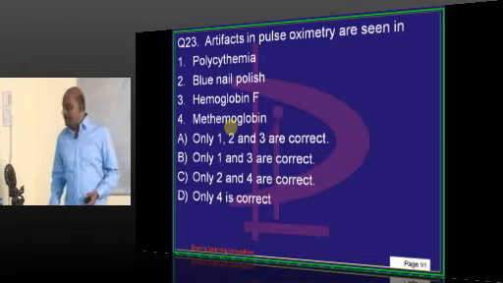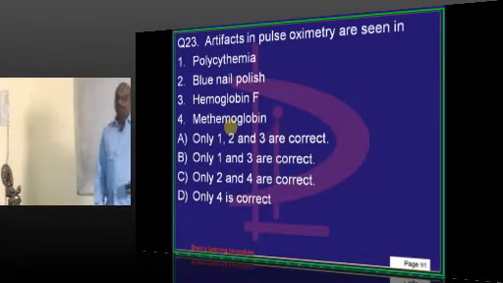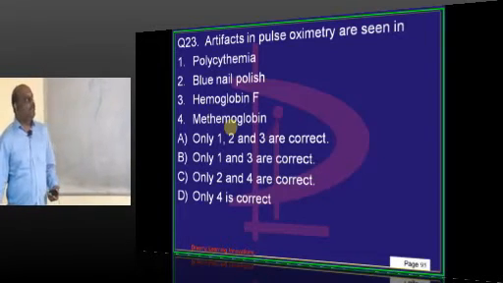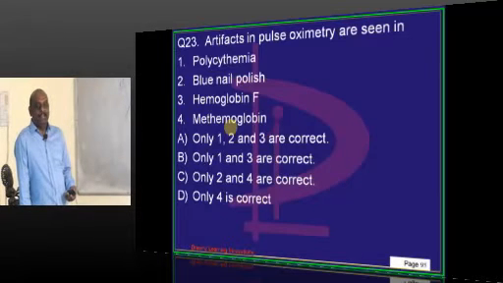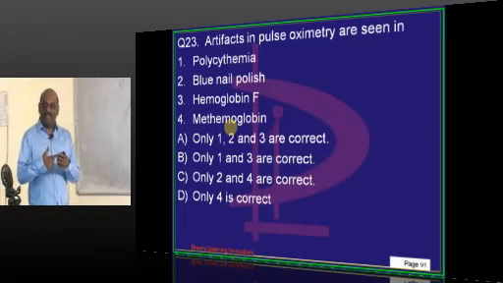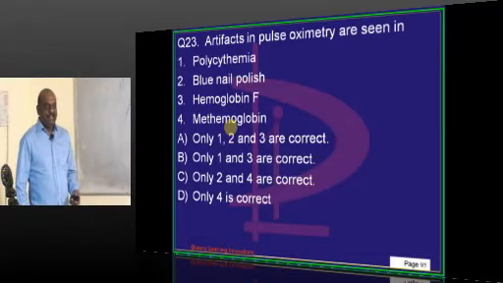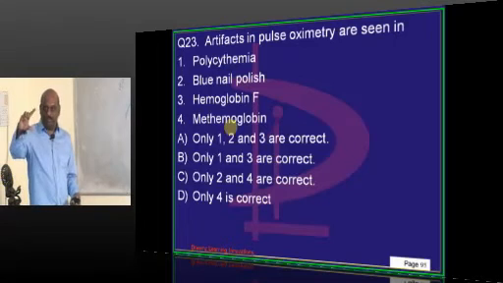Now doctor, what are the artifacts in pulse oximetry is the question. I still remember, I topped the NIMS entrance in 2001. That time I got second rank. That time, first time I came to know the difference between ABG and pulse oximetry. Pulse oximetry is for your saturation. ABG is for your partial pressures, etc. And there is a difference between saturation and partial pressures. Of course, saturation can also be found in the ABG report.